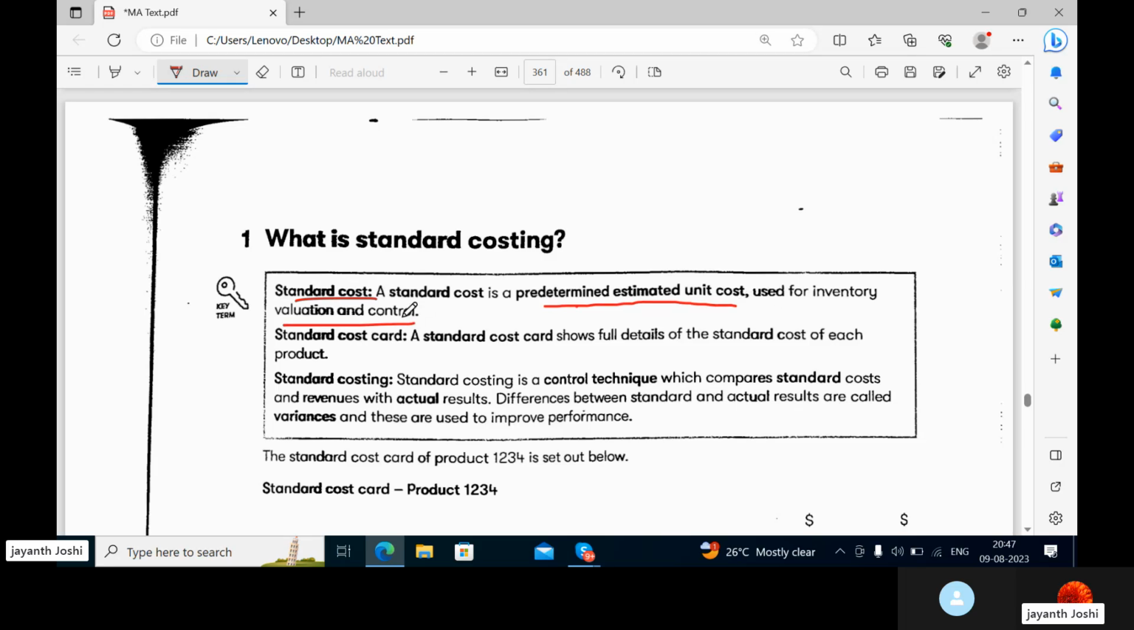So I already told you, standard cost is nothing but a predetermined cost. That means before actually producing some product, we are estimating the unit cost of that product beforehand. Suppose we estimate that the product is going to cost us 10 rupees, and when we really do the production, it is exactly 10 rupees. Whatever estimation we have done, the actual is matching. Okay, there is no problem.